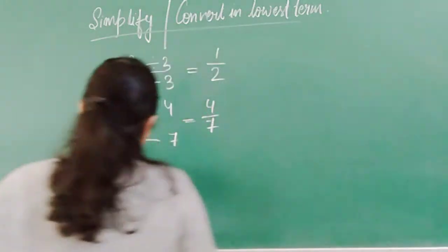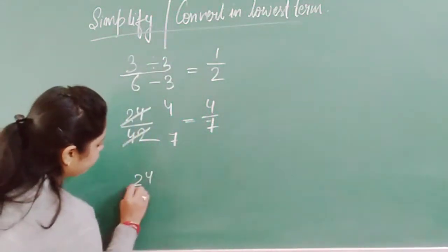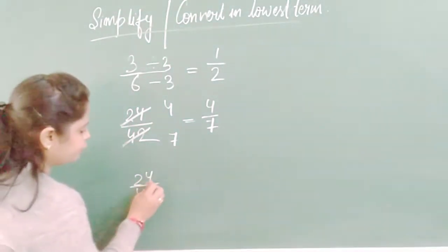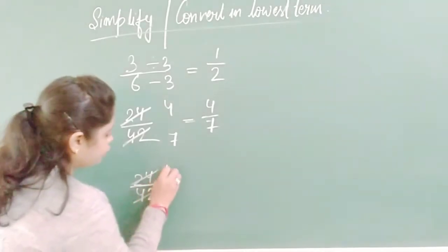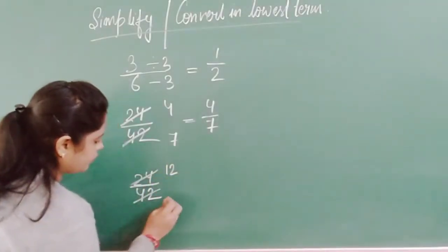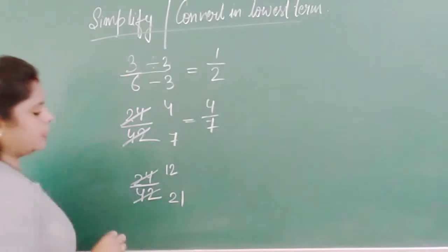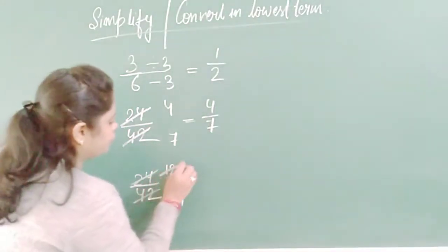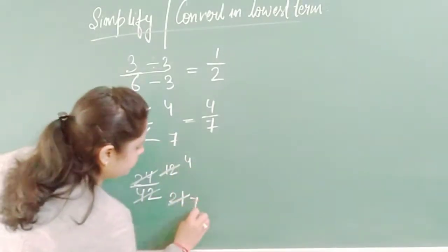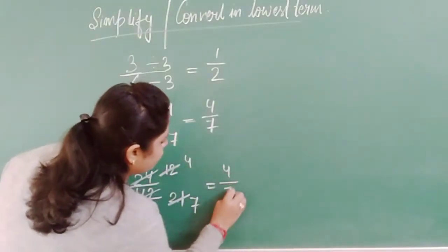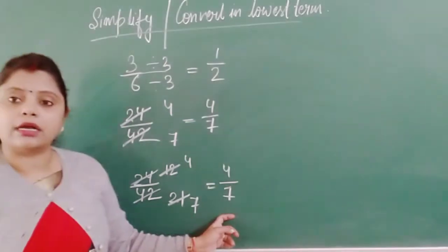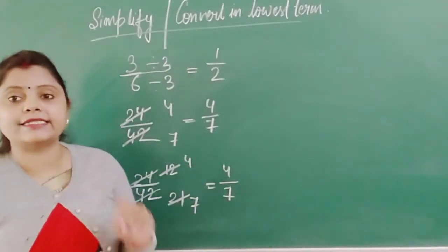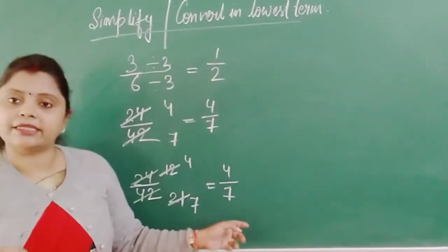I am showing that also, if somebody does it that way. 24 by 42 is the question given. Both can be cancelled by 2, so 12 and 21. Again 12 and 21 can both be cancelled by 3. So 3 4s are 12, 3 7s are 21. In both processes, you have to come to a step where there is no common factor except one.